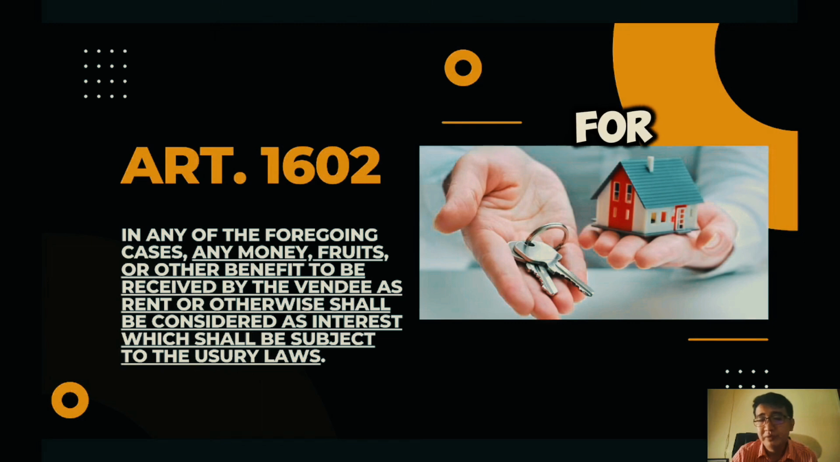And in any of the foregoing cases, any money, fruits, or other benefit to be received by the vendee as rent or otherwise shall be considered as interest, which shall be subject to the usury laws. So any money, fruits, or other benefits received by the vendee shall be considered as interest.